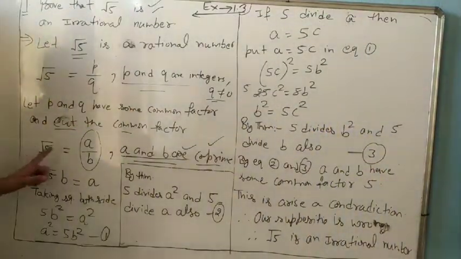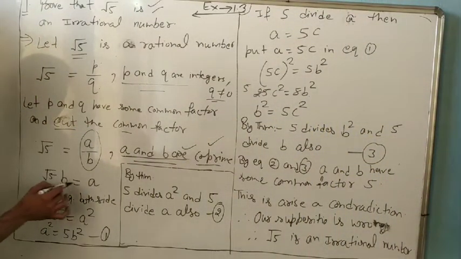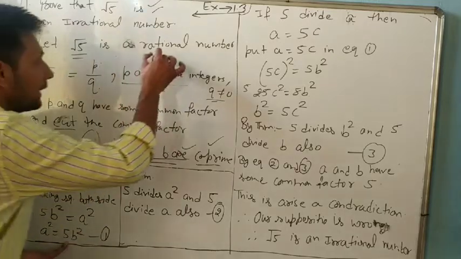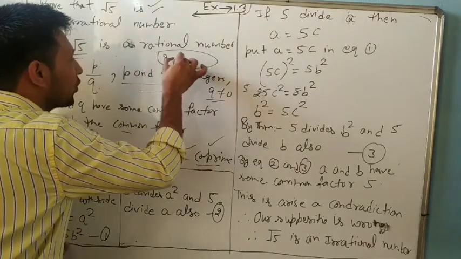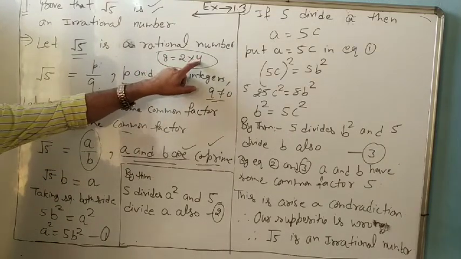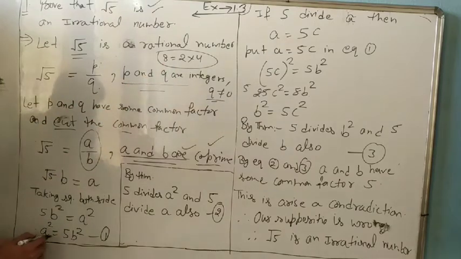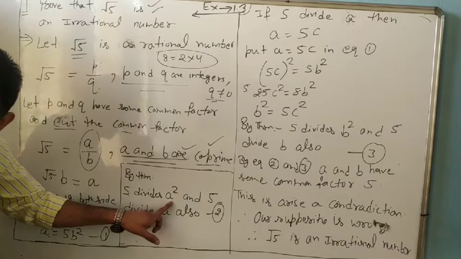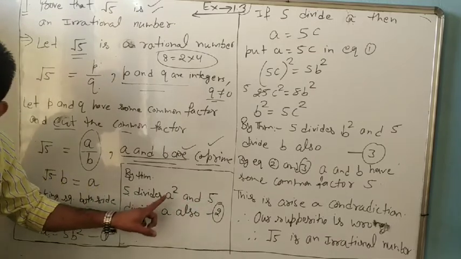So what we will do? Multiply root 5 into B, taking the square on both sides. So 5 into B square equals A square. We can write A square equals 5 into B square. By theorem we observe that 5 is a prime number. If I write 8 equals 2 into 4, it means 8 is divided by 2 also, 8 is divided by 4 also. Same as, 5 divides A square, and we know if a prime number divides A square, then the prime number divides A also.